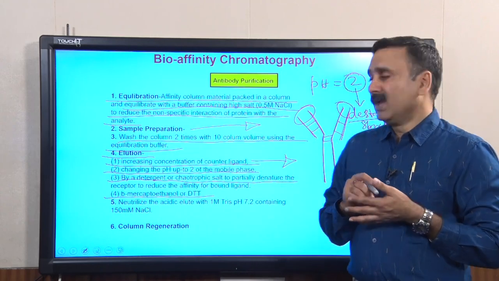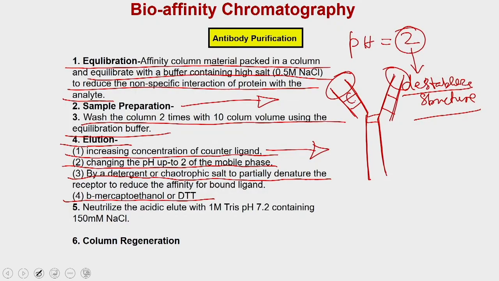Because of this, if you add DTT or beta mercaptoethanol, you are going to break the disulfide linkages, and as a result it is going to destroy the antigen binding site present on the antibody. As a result, the antibody is going to have reduced affinity for the antigen, and that is how the antibody is going to be eluted.